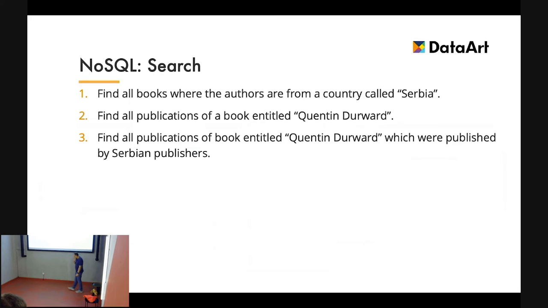And now I try to use all these models in some search, because you know that every database needs to make searches and needs to find something and store something. We will try to perform the next searches. First, find all books where the authors are from the country called Serbia. Next search, find all publications of the book entitled Quentin Durward. And next, find publications of the book entitled Quentin Durward which were published by Serbian publishers.